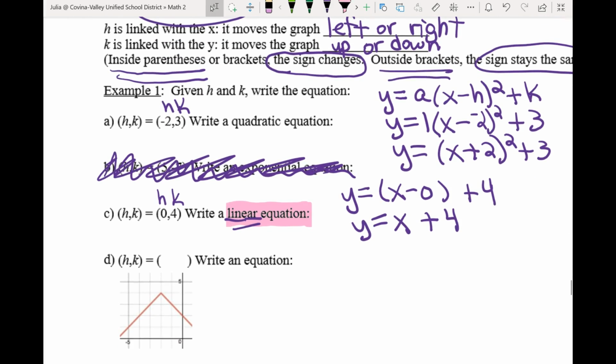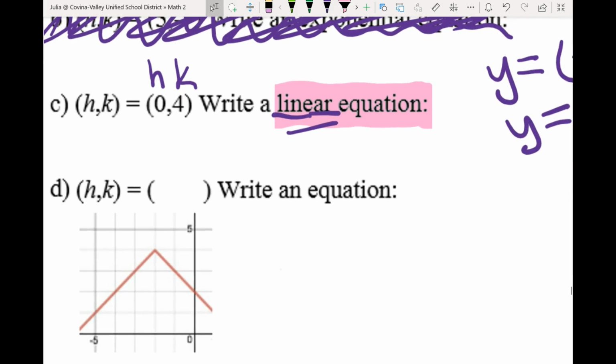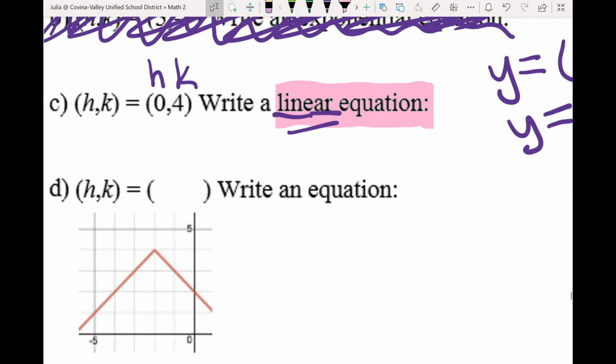All right, now let's try letter D, where they didn't give us h and k. But hk is the vertex of wherever the point is changing, either on a parabola or absolute value. It's that point right there. So what are the values right there if you were graphing that dot? Good, -2, 4. So that becomes your hk. I didn't tell you which equation to find, but look at that picture. Which equation should we be looking for? Absolute value.